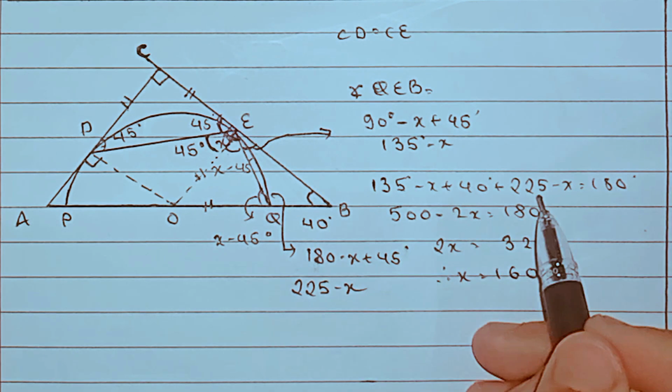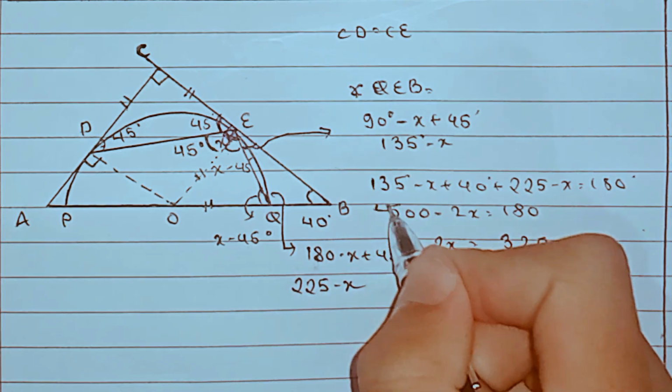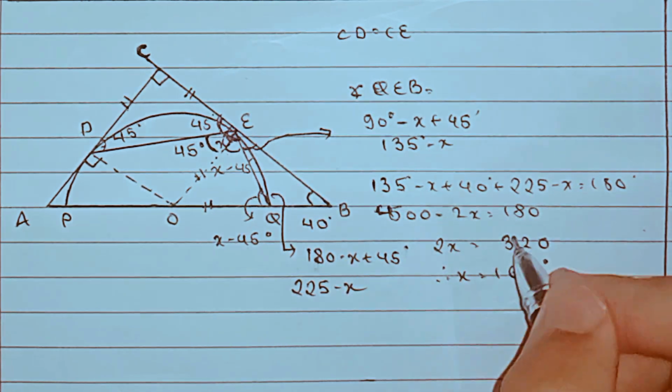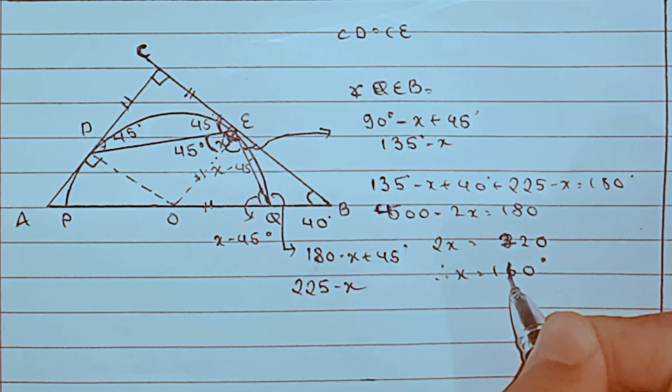So we made a small mistake by adding all this. We get 400 here, and if it is 400 then we'll get 220 here. So finally the value of x will be 110 degrees.